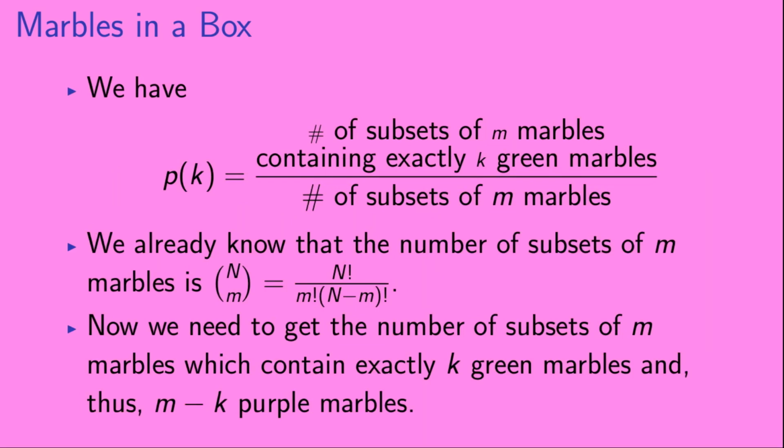Okay, so we have that relation from the previous slide. Now we already know that the number of subsets of m marbles is n choose m. But now we need to get the number of subsets of m marbles which contain exactly k green marbles and thus m minus k purple marbles.